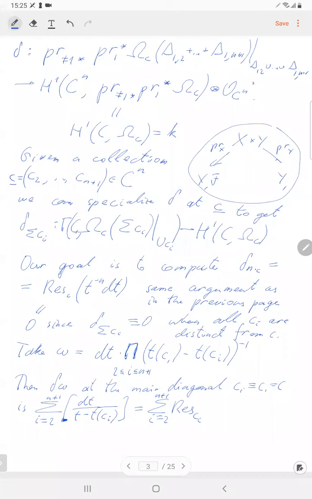I don't see what you mean. So just once again, in the first cohomology with coefficients in the dualizing sheaf. So just in numbers.